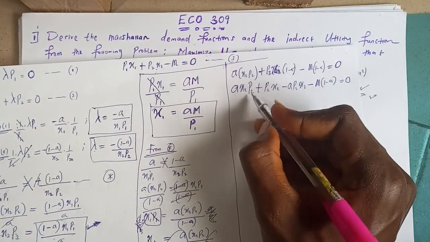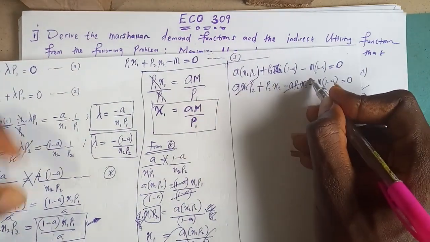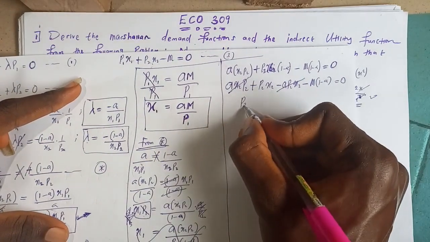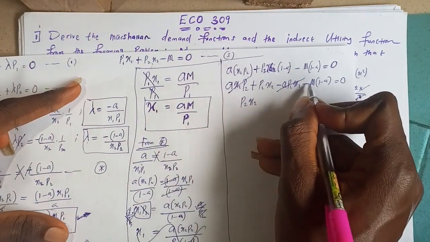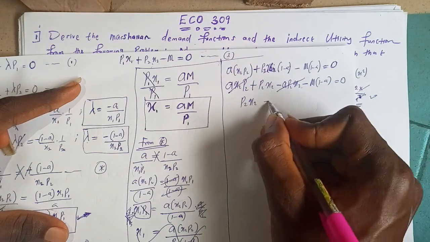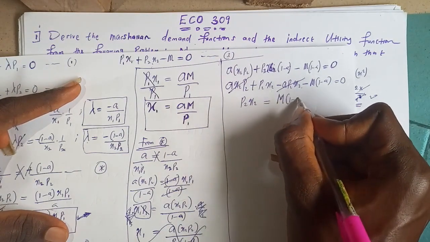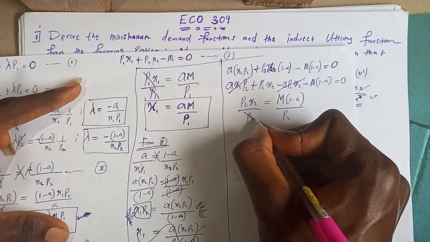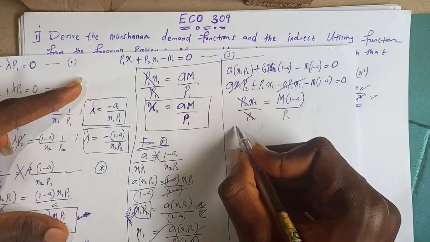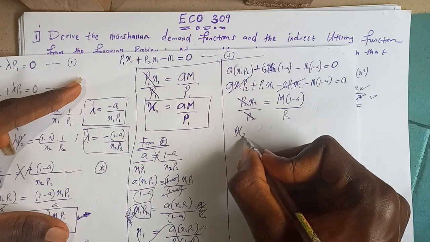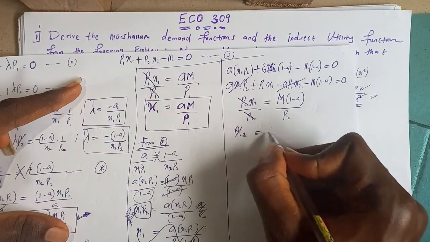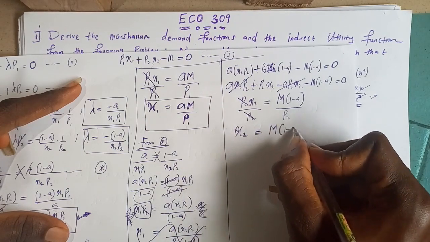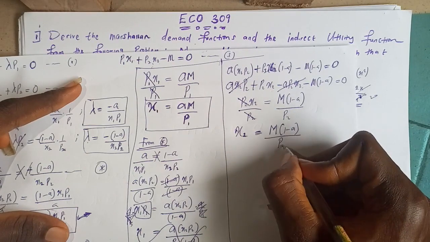So trivially, this will cancel this, right? So whatever I have left now should be p2 x2 minus m of 1 minus a. When you take this to the other side, you have m of 1 minus a. So divide both sides by p2. This cancels this. So it is clearly seen that x2 is equal to m of 1 minus a over p2.